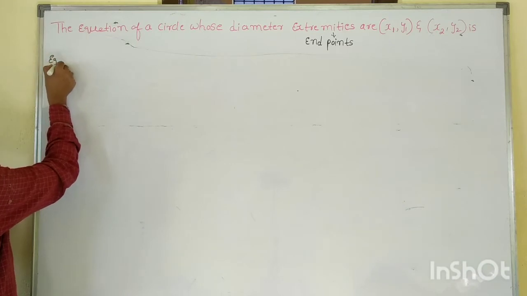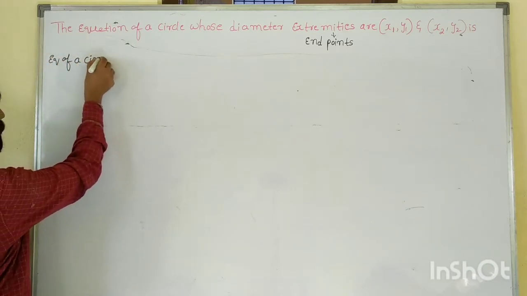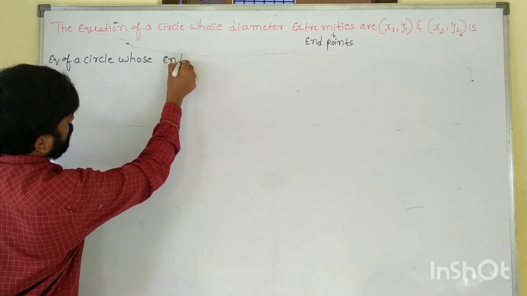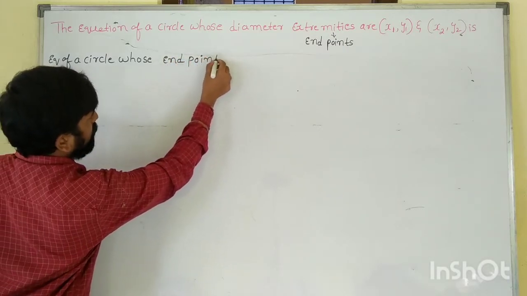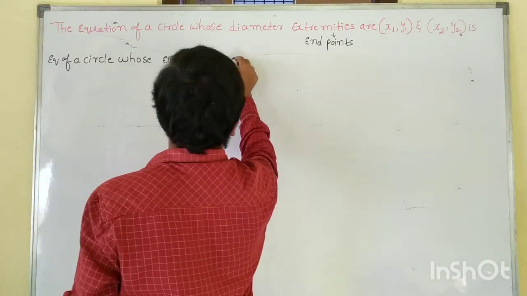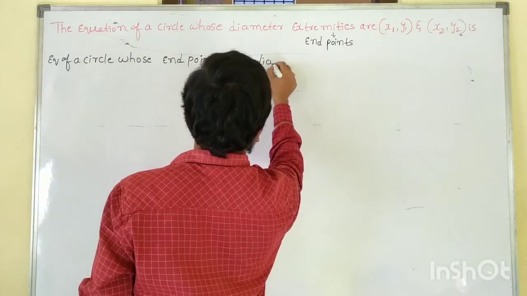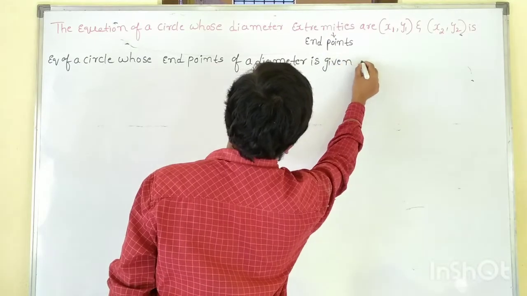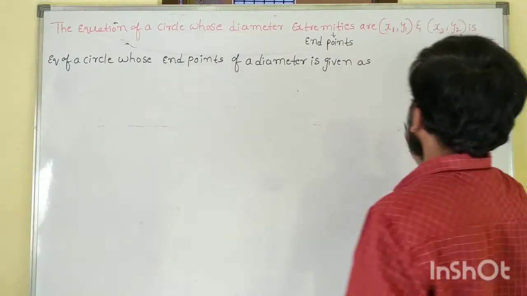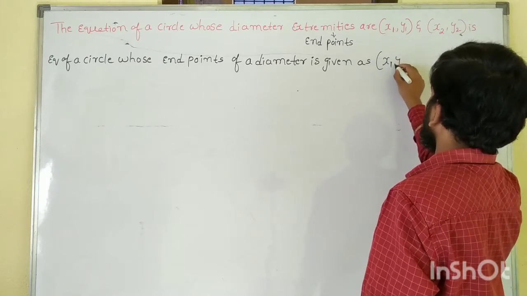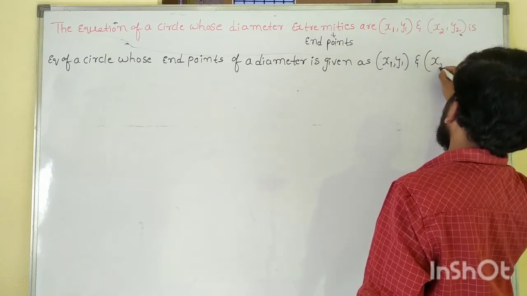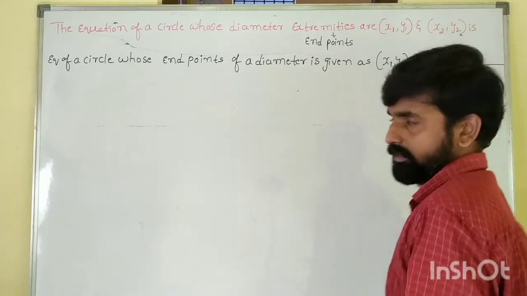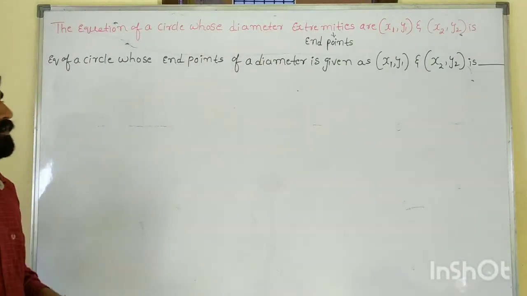Equation of a circle whose endpoints of a diameter are given as (x1, y1) and (x2, y2). We need to find it now.